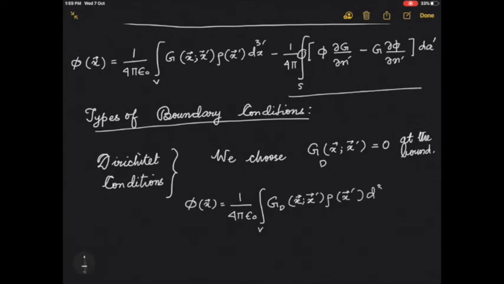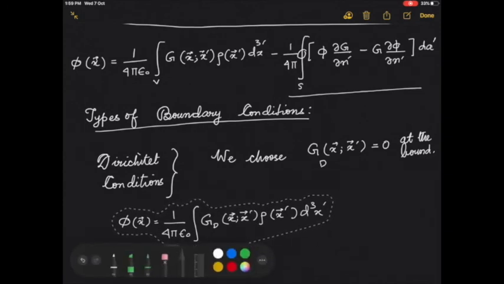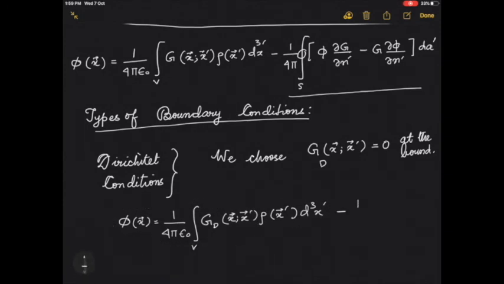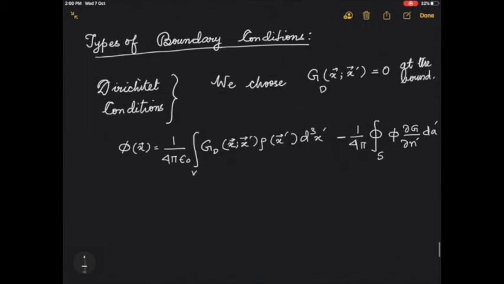Minus 1 by 4 pi. This actually gives rise to something that you have already done a lot, which is the method of images, which we'll discuss next time.